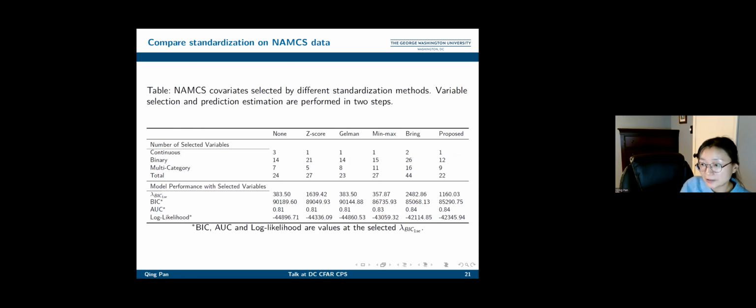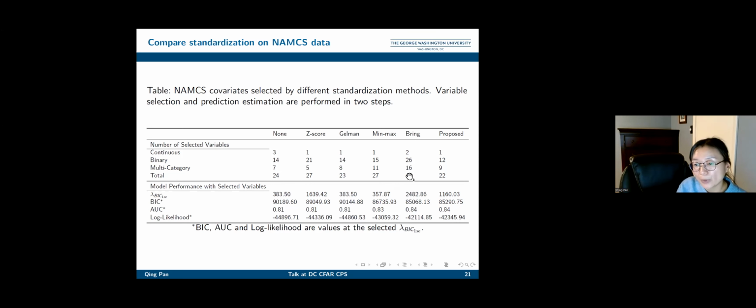We want to do the standardization, so all the binary, categorical, and continuous covariates are comparable in terms of beta and are all selected with a fair probability. You can see with our method, we selected 22, the least number of predictors. But we still have among the smallest BIC, and highest AUC and highest log likelihood.